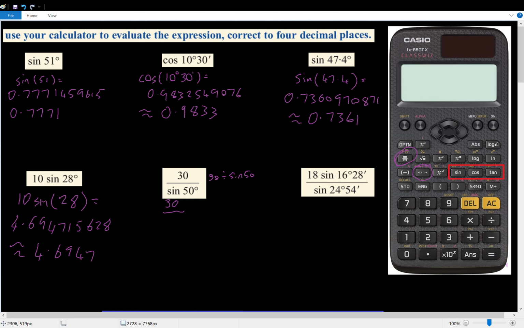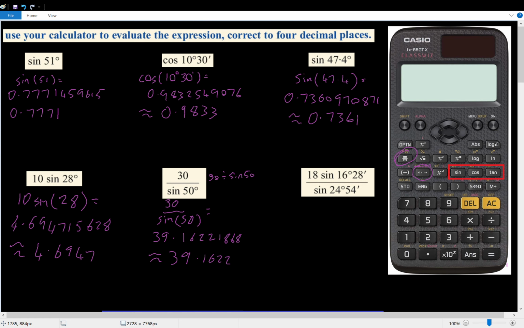of our fraction. We press the sine button, in which case we will get sine bracket. And then we're going to press 50 to get 50 in there. And then we're going to press the bracket button to close off the bracket on that. Then we just press equals. And our calculator should tell us that that's equal to 39.16221868. And if we round that to 4 decimal places, that's approximately equal to 39.1622, like that.